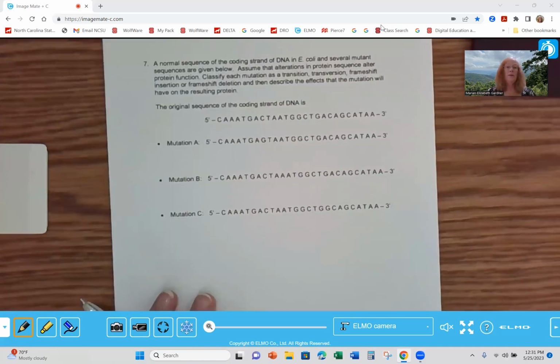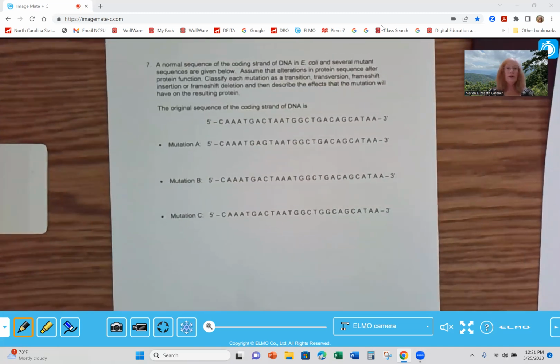We've got a normal sequence of the coding strand and a whole bunch of mutant sequences. And the idea is that every change that does change the protein sequence changes the function. So we might have a change that doesn't change the protein sequence, but if it does, it will change the function. And you want to classify everything as a transition, transversion, frameshift insertion, or frameshift deletion, and then describe what effect that will have on the resulting protein.